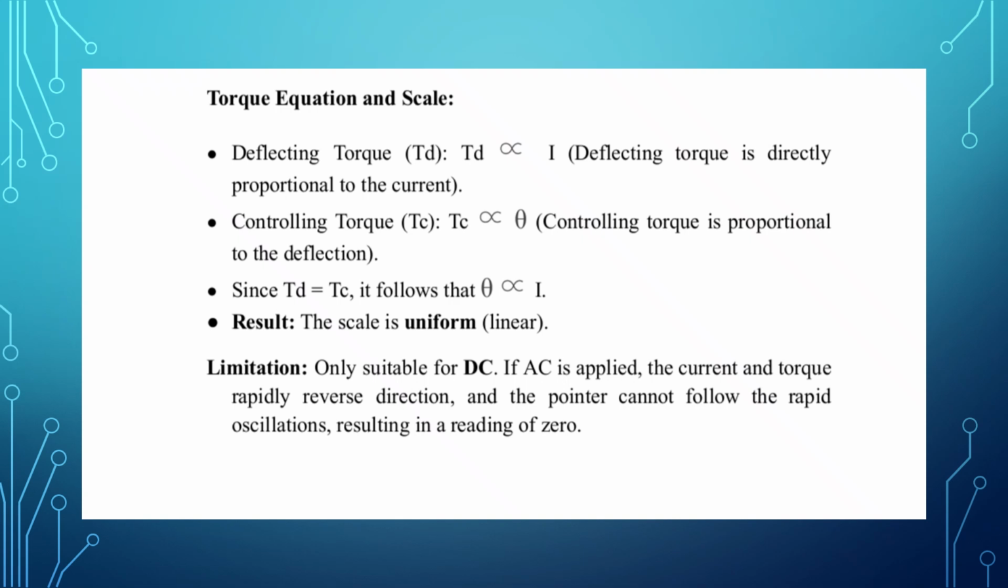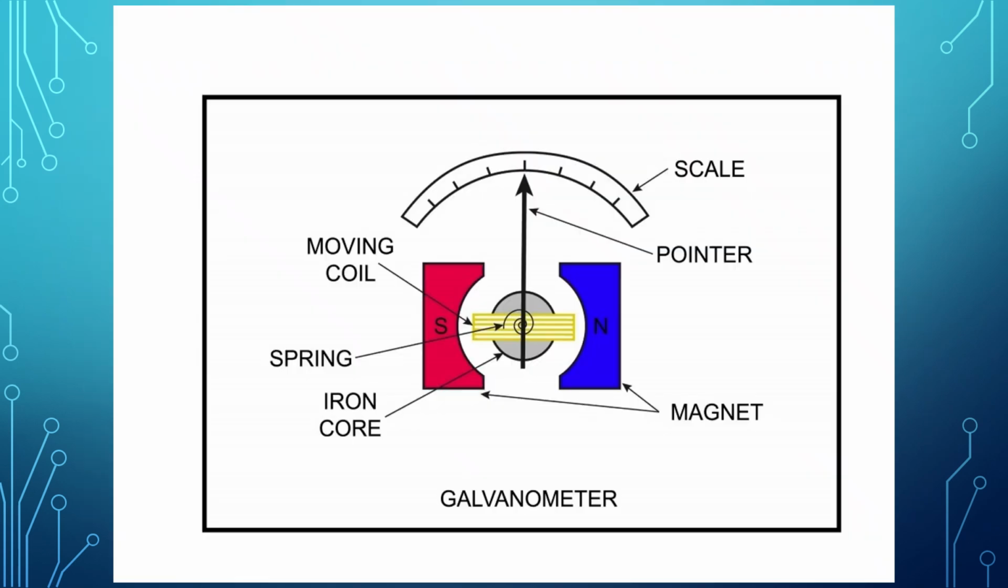Now, what are the limitations? Only suitable for DC. If AC is applied, the current and torque rapidly reverse direction, and the pointer cannot follow the rapid oscillation, resulting in a reading of 0. Now, this is the diagram of a galvanometer. Here you can see that the galvanometer consists of a moving coil.